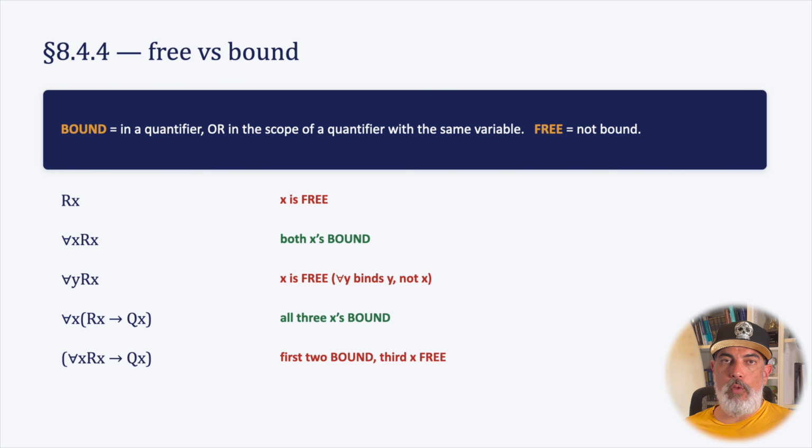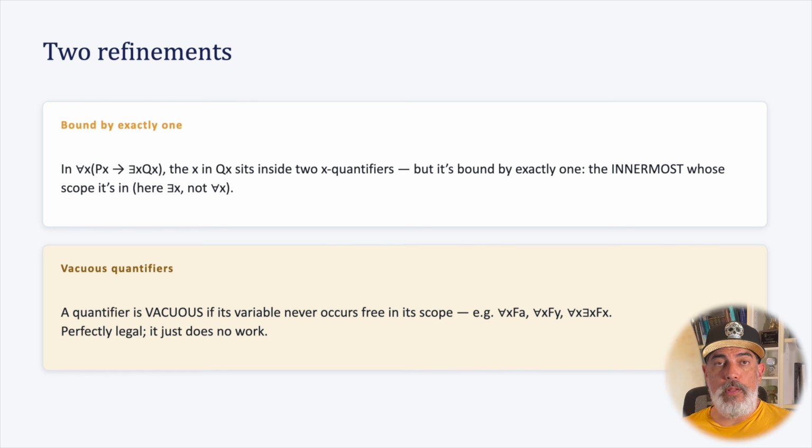Whereas for all y Rx, well, now the x is actually in the scope of that quantifier, but that quantifier has a different variable, so it is not bound. That's a free variable. In for all x, if Rx then Qx, all three x's are bound. But in if for all x Rx, then Qx, the third x is not bound because it's not in the scope of that quantifier. Okay, a couple of refinements.